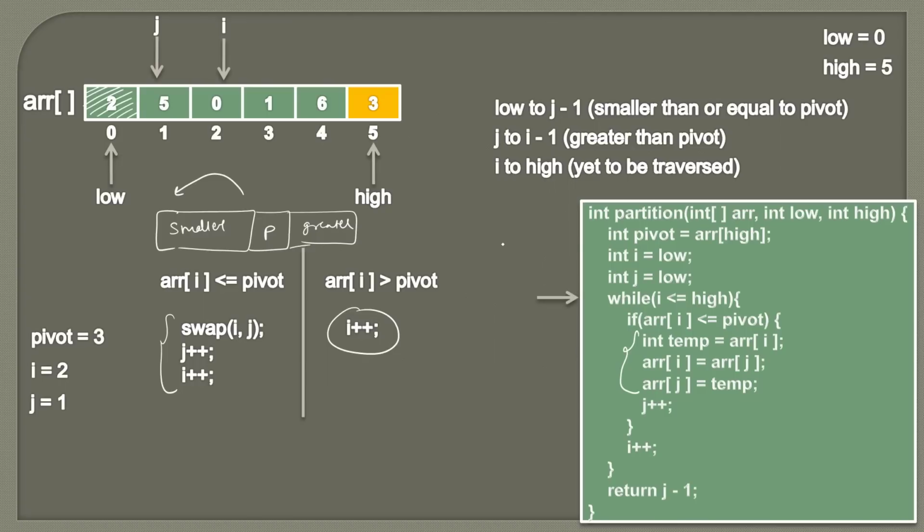So friends, one thing to note here is, irrespective of which of these conditions is met, we simply traverse i ahead in both the cases. So therefore it is written here. Now i is less than or equal to high. Array of i, which is 0, is less than 3, so this condition comes out to be true. So we need to throw 0 to j and take its value by doing this swap. So 0 goes here and 5 comes here.